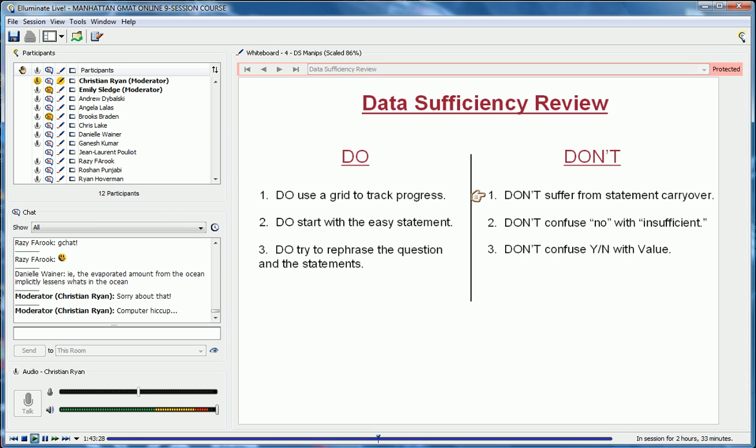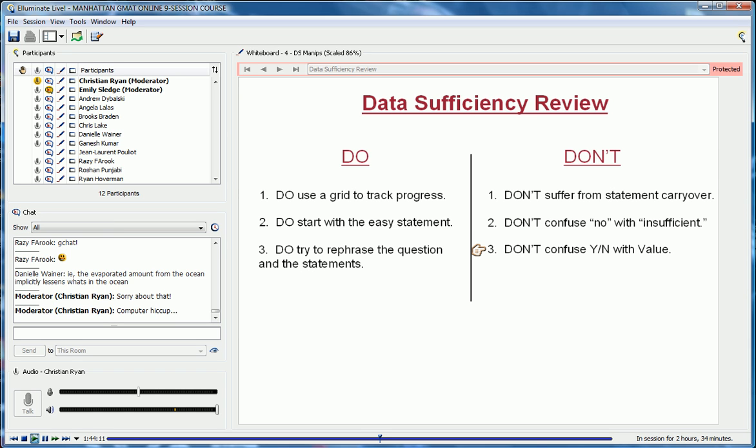On the don't side, remember not to suffer from statement carryover, where we let the statements bleed into each other. When you're considering whether or not a single statement is sufficient, remember not to consider the other one until such time as you're actively considering C, the together option. Secondly, don't confuse no with insufficient. A definite no on a yes-no question is just as good as a definite yes. They're both sufficient. It's only if you're left with that maybe, some yeses, some nos, or you're not sure, that a yes-no question is left unanswered.